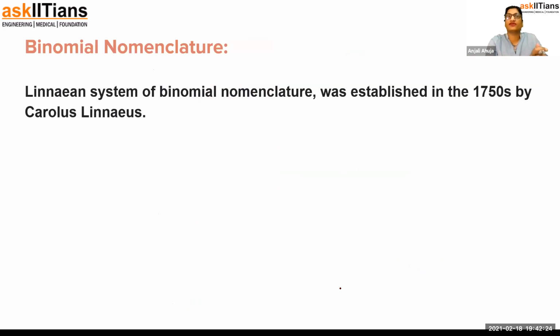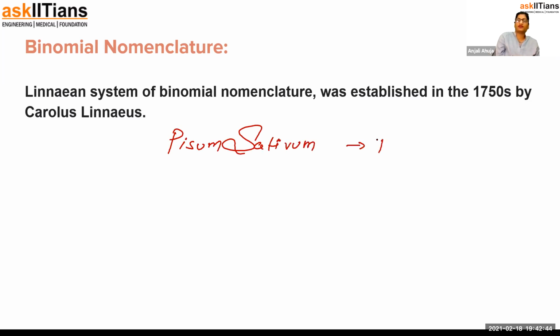Now students can have confusion about nomenclature, because many students have doubts or get confused about how to write the scientific name. Imagine I am writing a scientific name, Pisum sativa. This is the scientific name of the pea plant. Now if I tell you to find the error: the name is correct, but the way I have written it, is it right? Find out the error. I'm putting this question on hold.